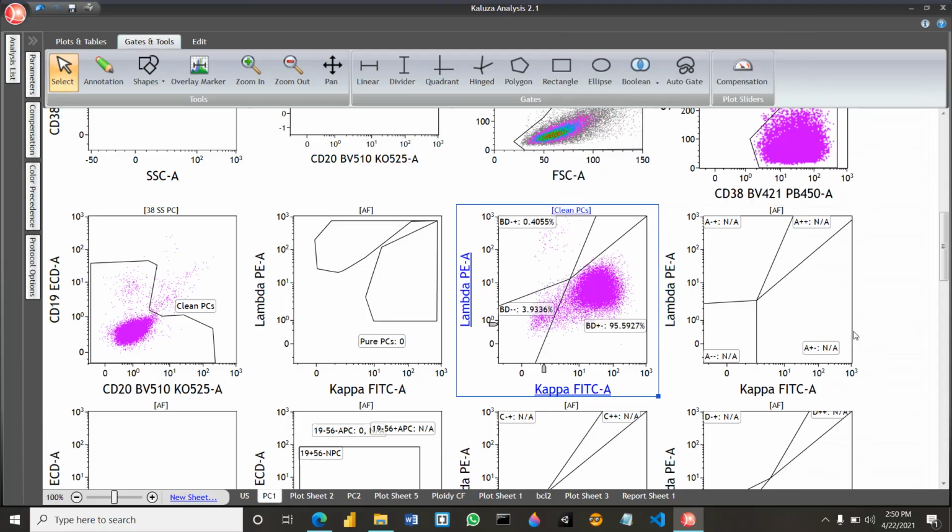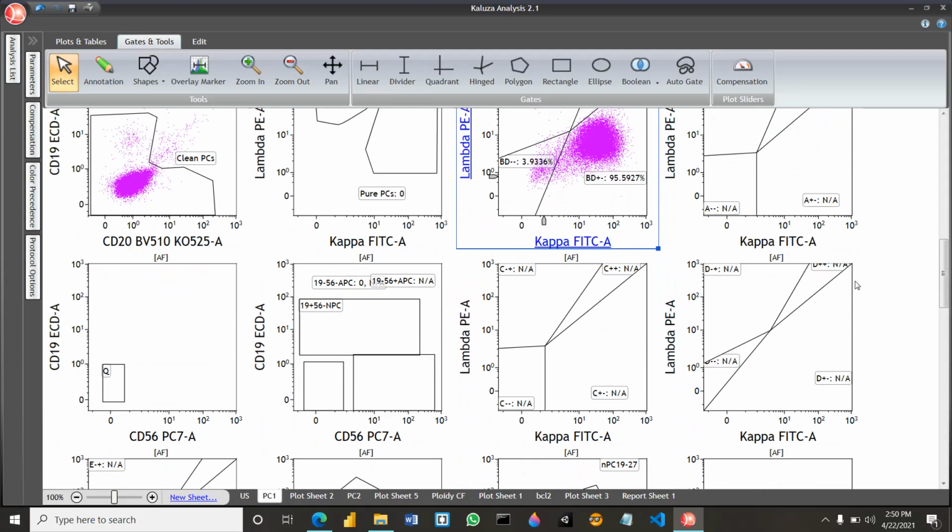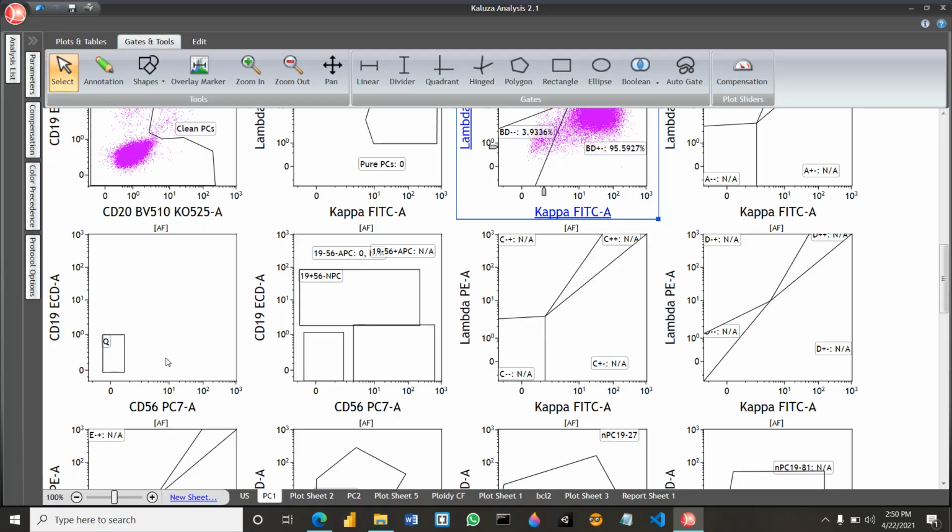So if I take the clean PC clonality, here upfront you can see almost all plasma cells show kappa restriction, and there are very few plasma cells, 0.4%, that are lambda restricted, indicating that all plasma cells are basically clonal plasma cells here. Which confirms that this is possibly a case of multiple myeloma with a large number of plasma cells in it. And then further we can look at different combinations like 1956, 1945.